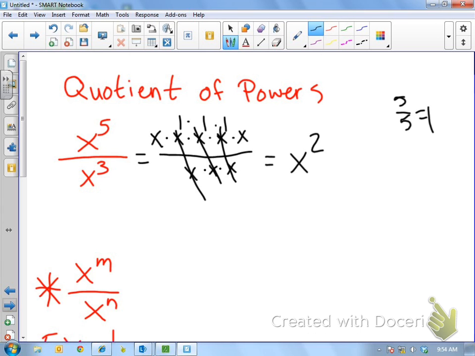So once again, we want to come up with a shortcut. We want to start here and end here. I heard a couple people say the rule they thought it would be. 5 minus 3. If we subtract the exponents, that gives us our 2. 5 minus 3 is 2. So here is our new rule then.